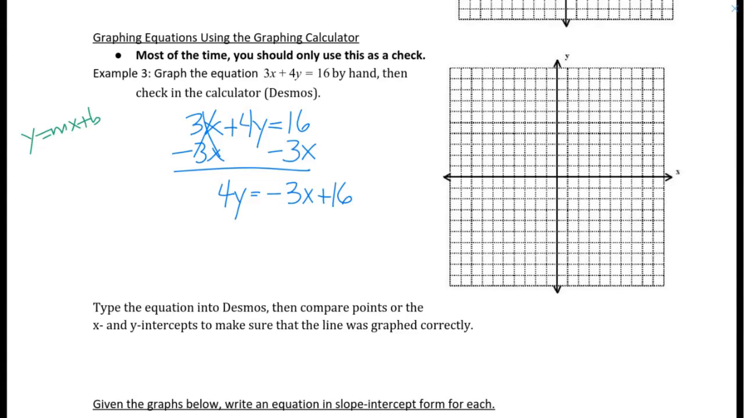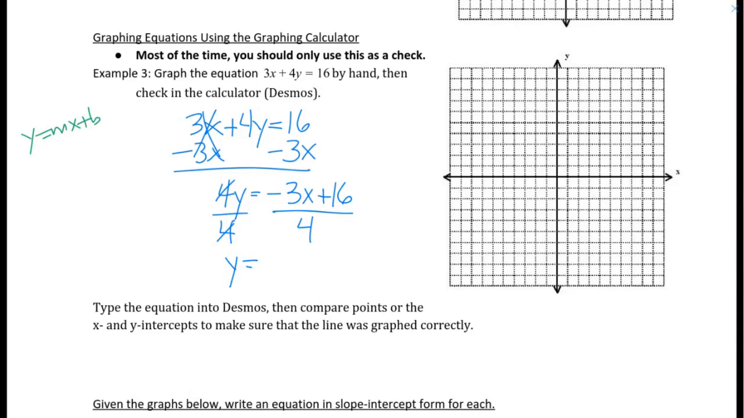We then need to continue getting y by itself, so we're going to need to divide by that coefficient of 4 on both sides. In the past, when we solved for literal equations, we were basically allowed to stop at this point. We do need to continue further, though, because we really need to be able to see what that slope and what that y-intercept are. So we're going to go ahead and divide both of those things separately by 4.